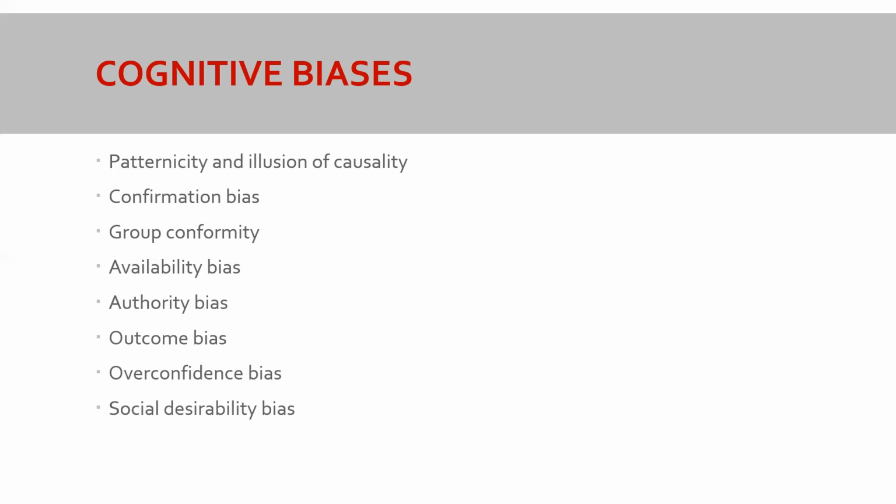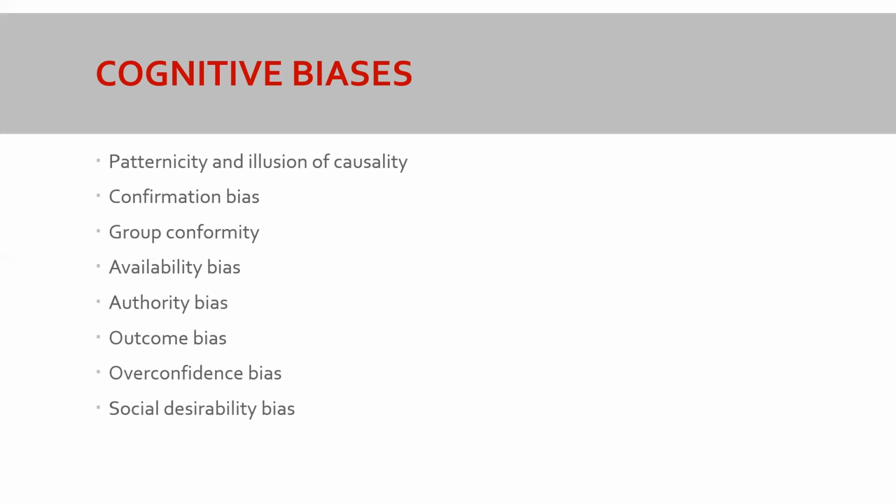The first bias that the authors discuss is patternicity. They talk about humans tending to seek pattern in their daily lives. And because of this tendency, we're quick to assume a causal relationship. For example, because A happened, it might have caused B, even if that might not be the case, or if B was bound to happen anyways.